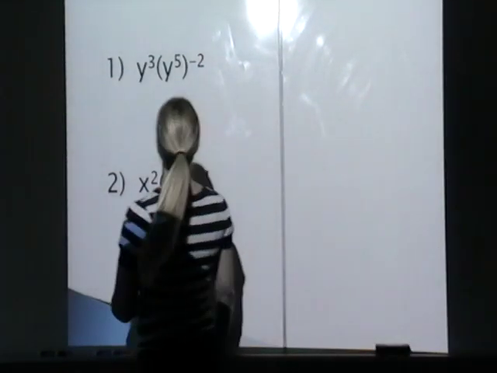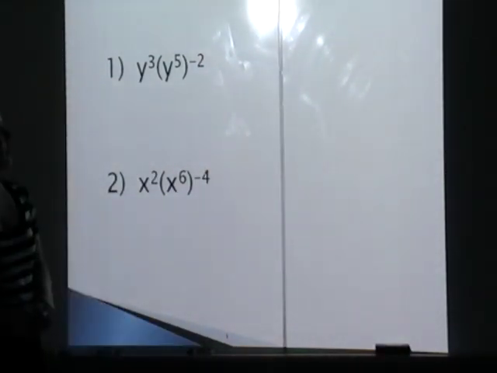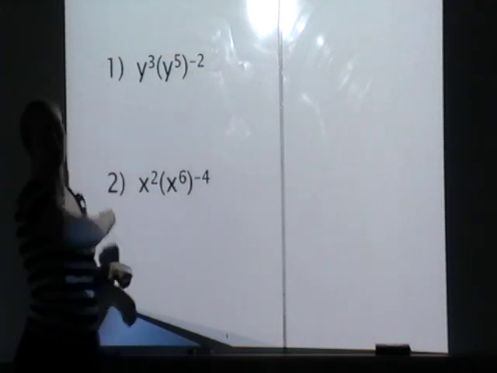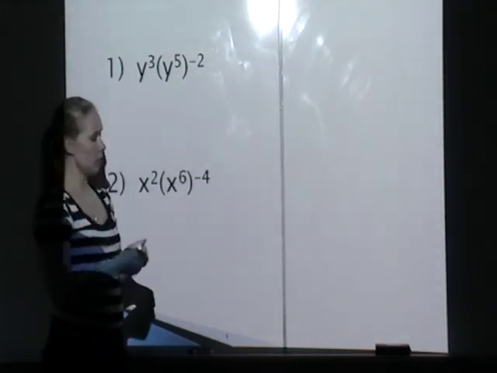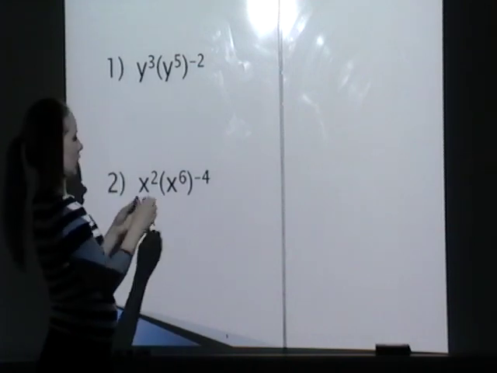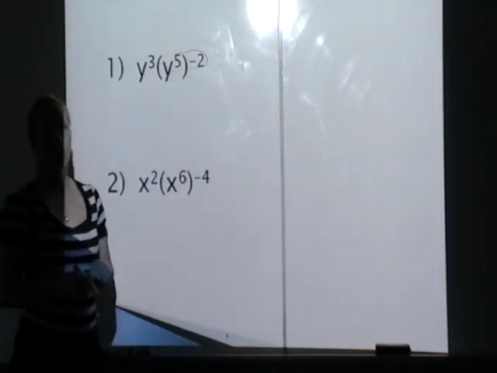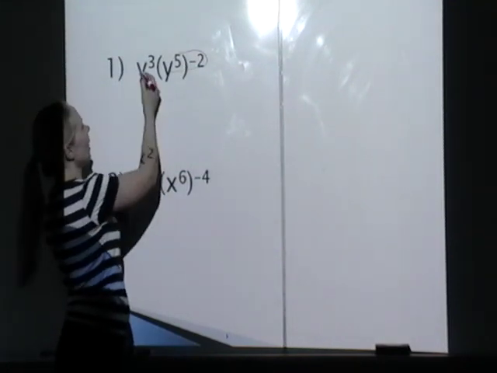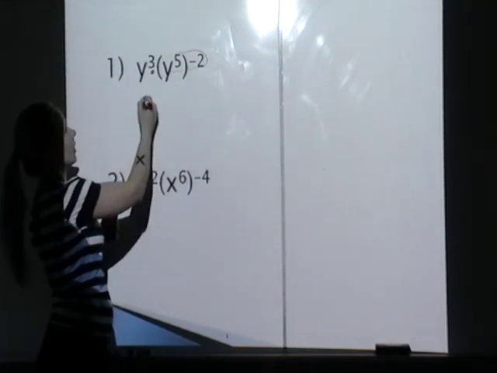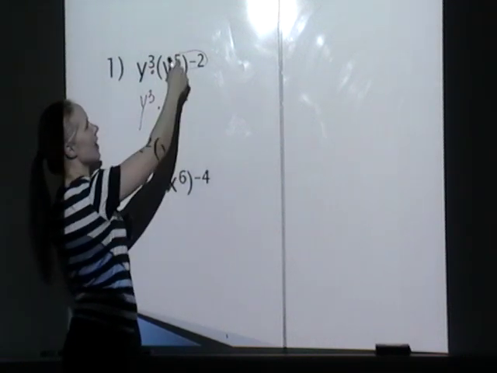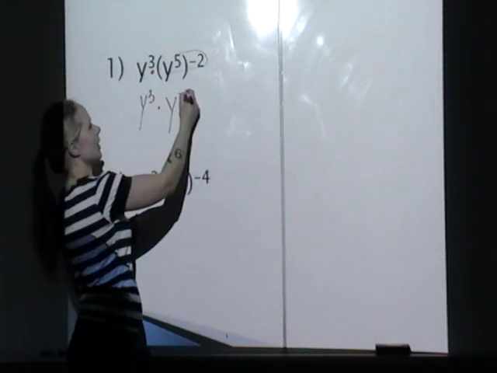I've got y to the third power times y to the fifth power raised to the second power. Right here I see I've got a power to a power, so I can use my rule. I am going to multiply the powers. So really I'll have y to the third power, remember this is multiplication, times, and right here I've got y to the 5 times negative 2, which is negative 10th.